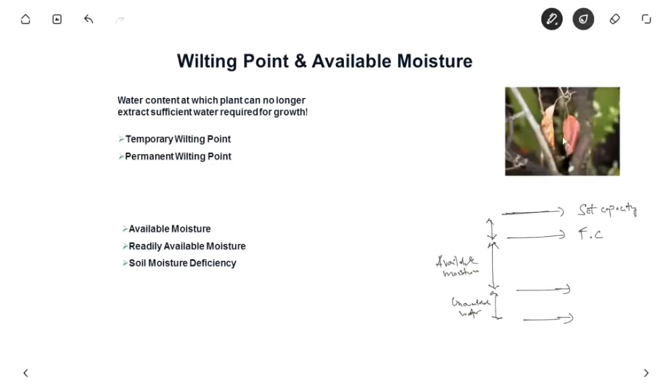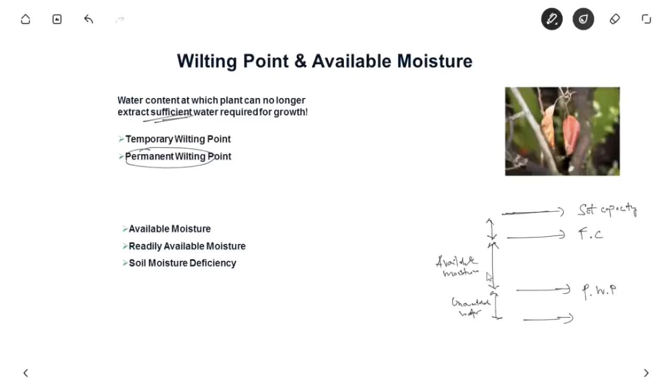After the available moisture has been taken by the plant, it starts wilting. Wilting means it is no longer able to carry out the photosynthesis process. So we often see a yellow leaf or drooping down, and the plants can no longer grow. The water content at which the plant is no longer able to extract sufficient water is known as the wilting point. So the plants start wilting when no water is available. Then that water content is known as the permanent wilting point.